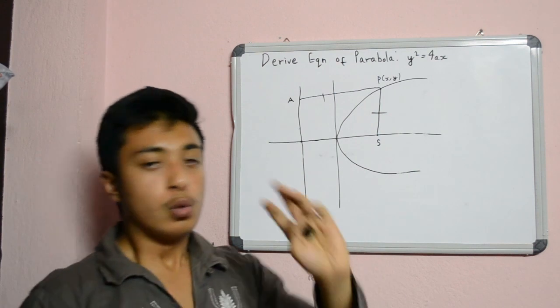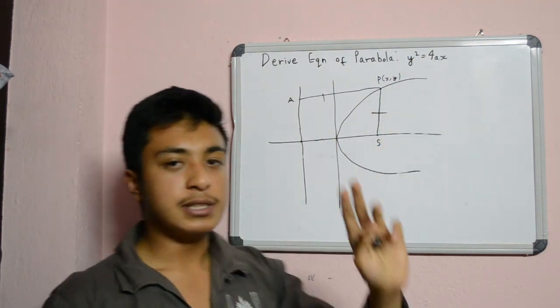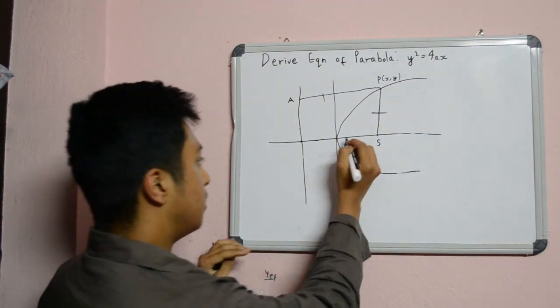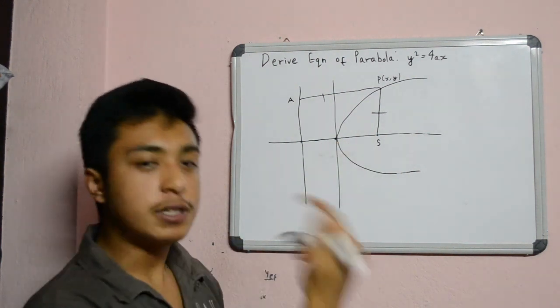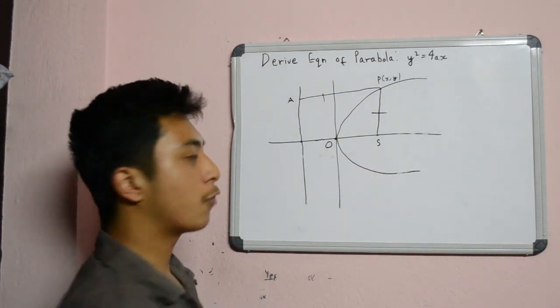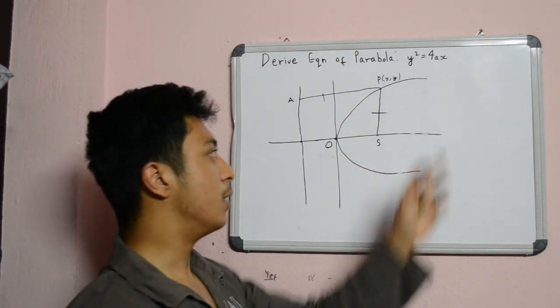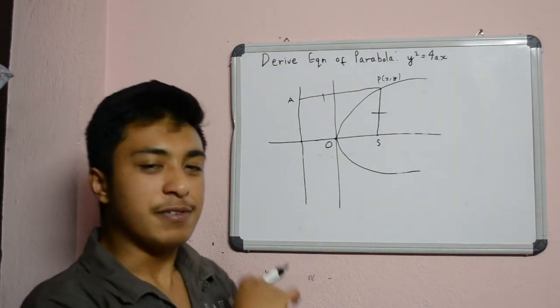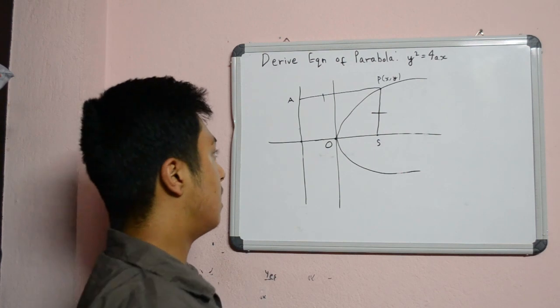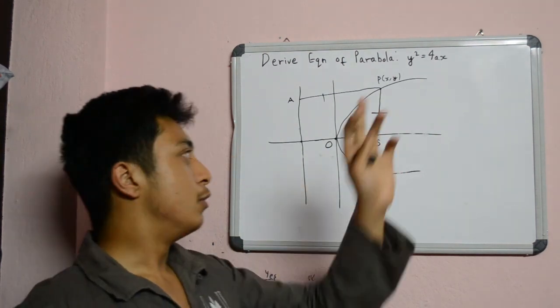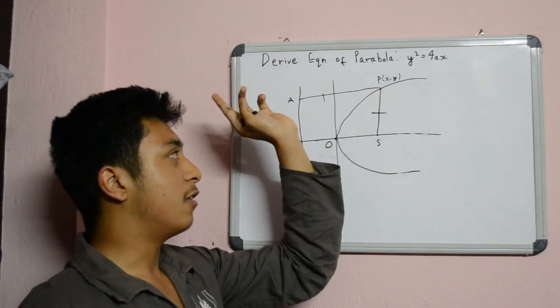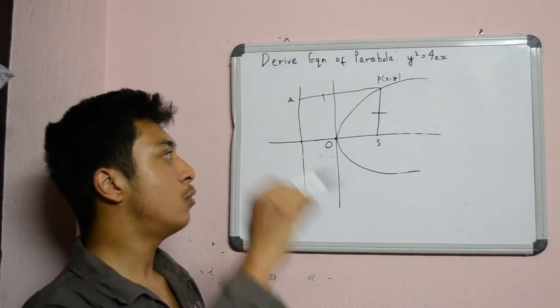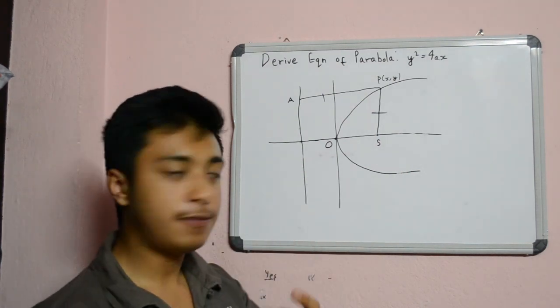Now, we're dealing with a parabola at the origin, and that means the vertex lies at the origin. Of course, we're going to do it later when the vertex is at h comma k, and it will be very similar and easy. And after this video, you can try to find the equation of the parabola x squared equals 4ay by yourself.